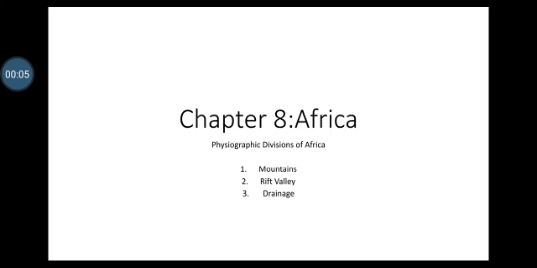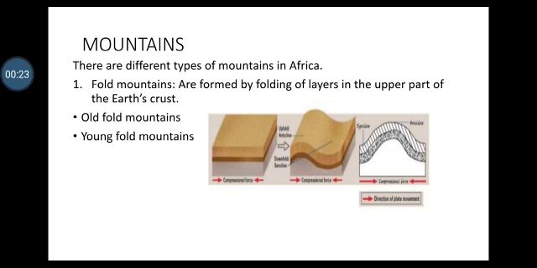So we have already started with the physiographic divisions of Africa in our last class of HCG2, and today again we will do the three physiographic divisions which were left, that is mountains, rift valley and drainage. There are different types of mountains in Africa like fold, block and volcanic mountains.